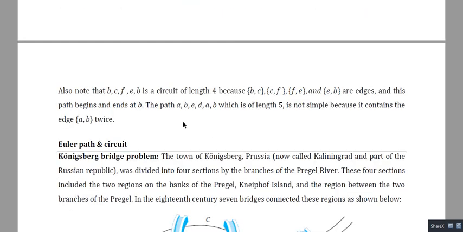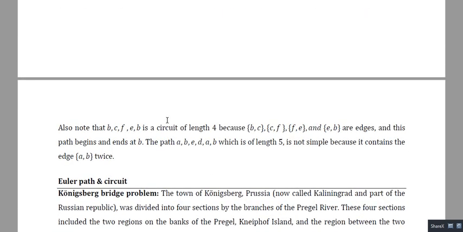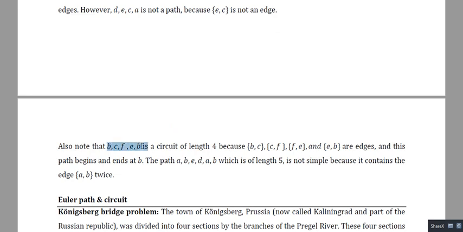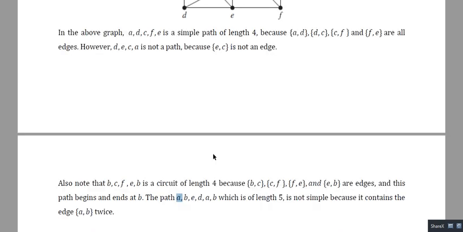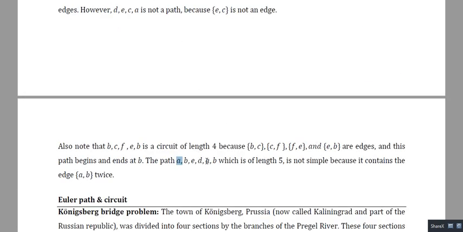Similarly, we can take the example of a circuit for the above graph. BCFEB is a circuit of length 4. This path has length 5 and is not simple, because AB is there, and AB is also there again. It is not a simple path because we are including that edge twice, AB.